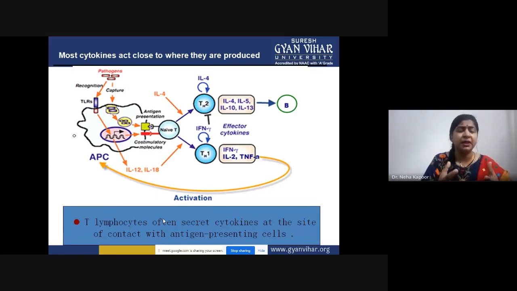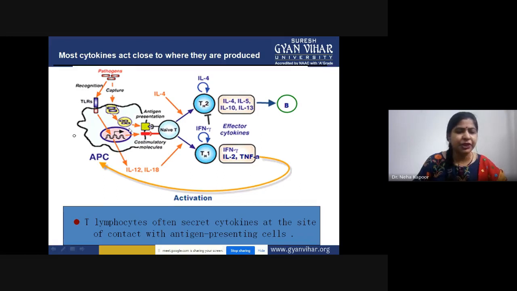Many cytokines, as I told you, either act on the self cell or they act on nearby cells, on which they are produced. For example, T lymphocytes often secrete cytokines at the site of contact with the antigen presenting cell. Here you can see this is an antigen presenting cell. This is a pathogen. First of all, it would be captured by the antigen presenting cell with the help of TLRs.